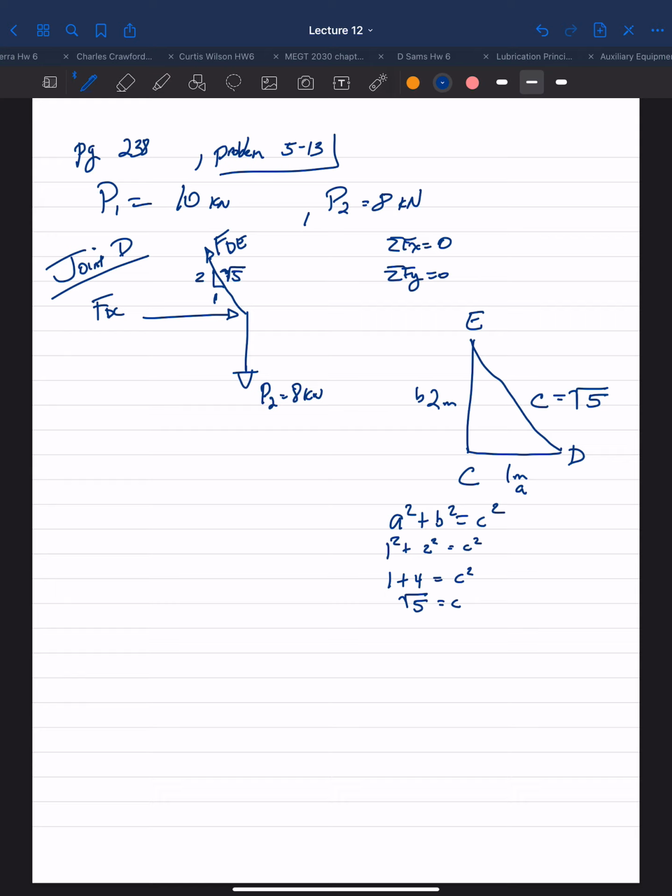So focusing on joint D, if I do sum of my forces in the y direction, I have FDE times the y direction component, which is 2 over square root of 5, minus 8 kilonewtons equals 0. Solve for that. FDE equals 8.94 kilonewtons.